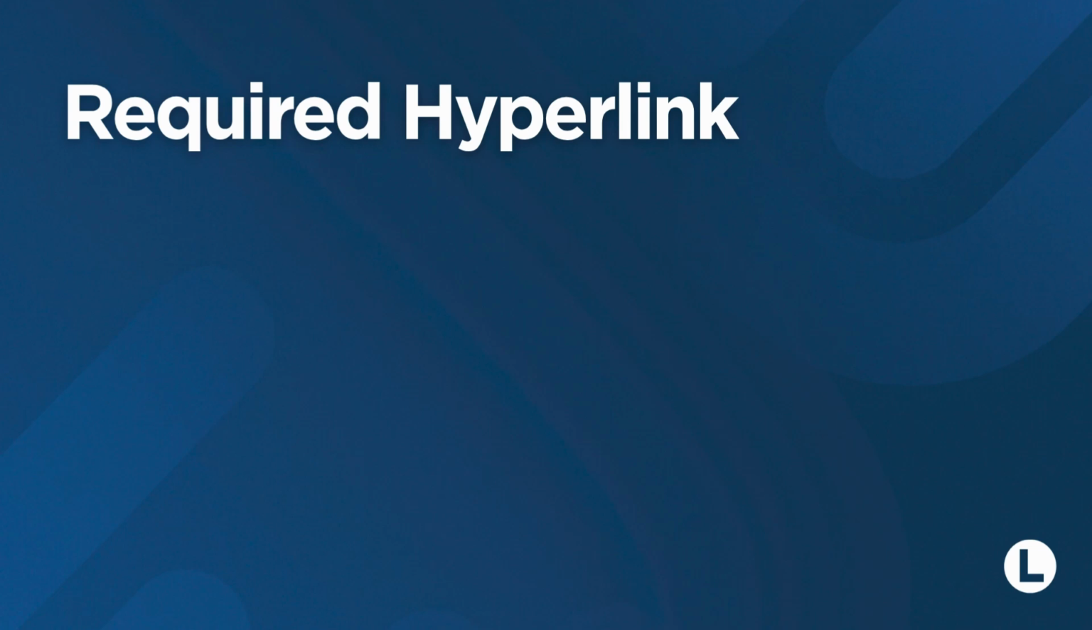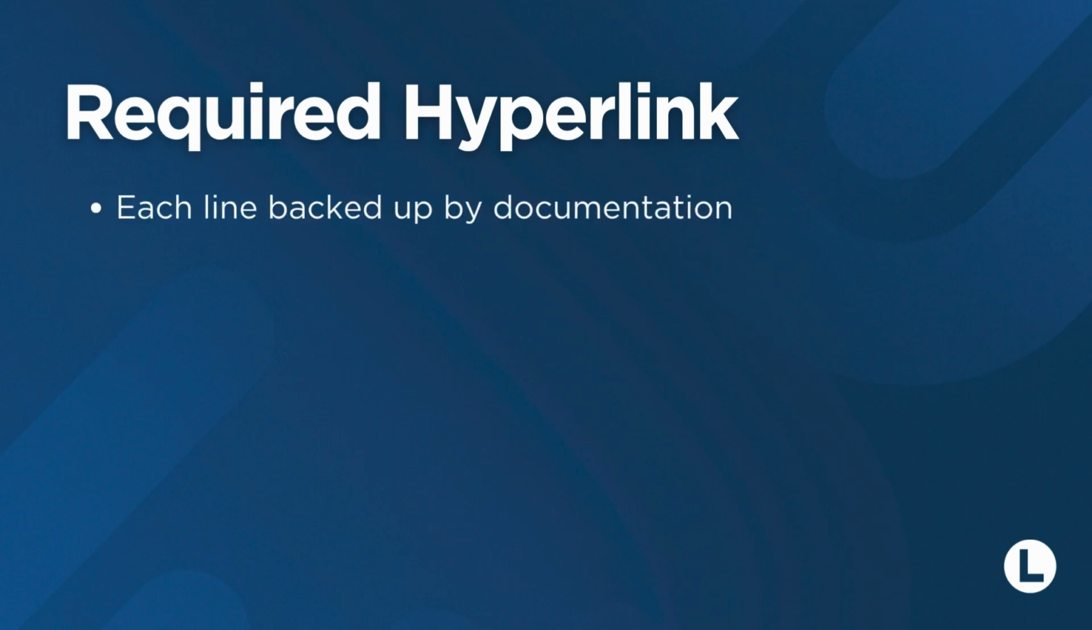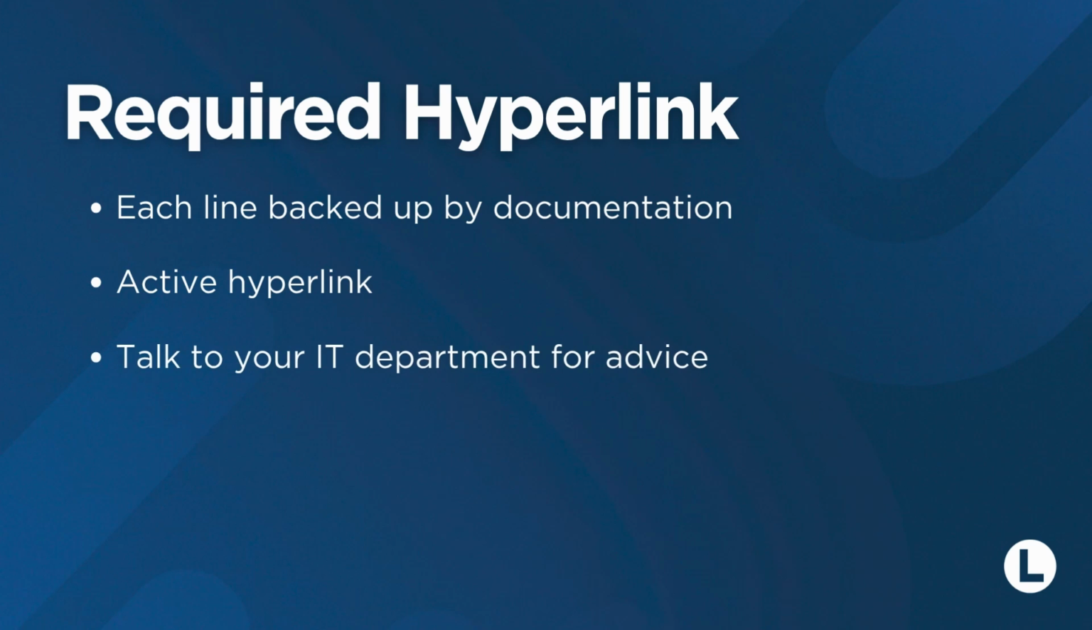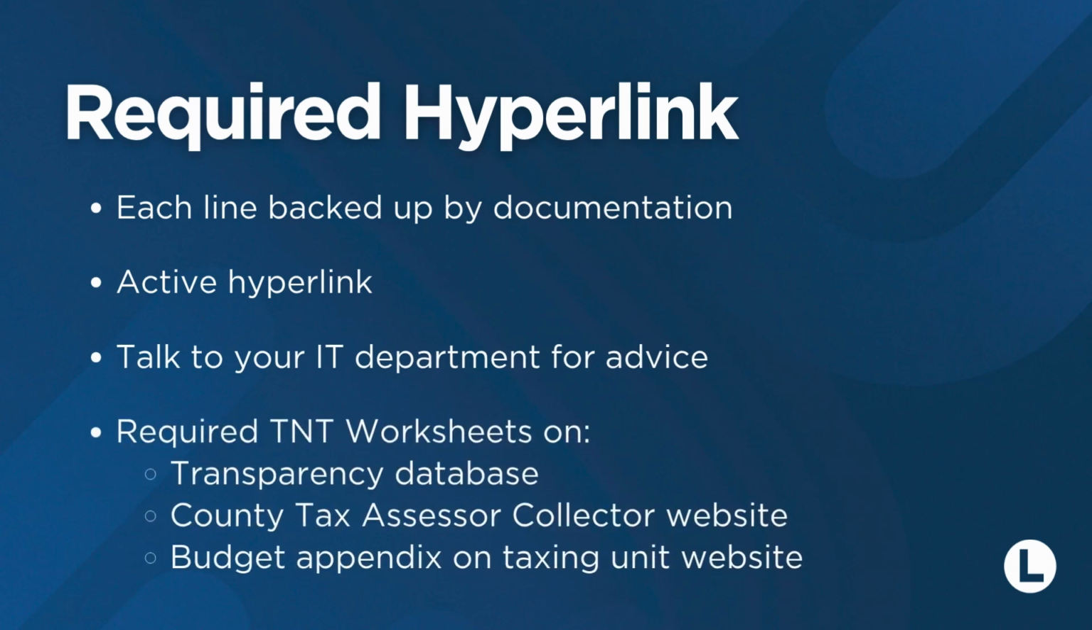The first item we're going to talk about is the new requirement that you have a hyperlink in your T&T worksheets, and that hyperlink is going to go to a document that backs up every single line in the worksheet. Make sure it's an active hyperlink. You talk to your IT department for any technical advice. Remember that your T&T worksheets are going to be on 3 different websites: the Transparency Database, the County Tax Assessor Collector website, and the Budget Appendix on the Taxing Unit website.